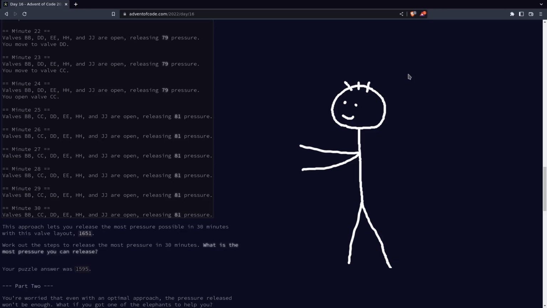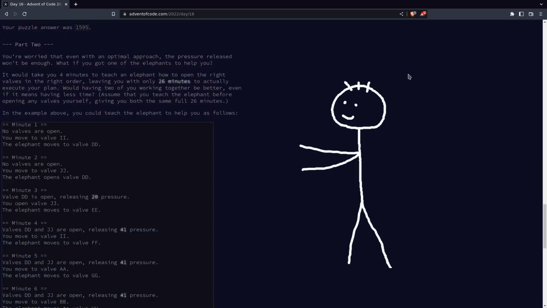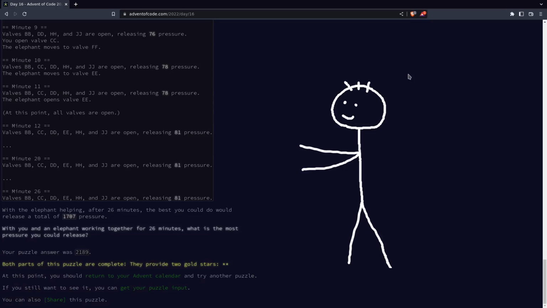And for the first puzzle, the question is how much pressure would be released if we travel optimally in 30 minutes. Then for part 2, the elephants prove to be a bit helpful, so they think that one of them can help us to split the search in half. But to be able to help us, we have to teach one of the elephants how things work. So we have to waste 4 minutes to teach them, and we are left only with 26 minutes to find the maximum amount of pressure that two people can release. So yeah, basically for the second puzzle, we are asked how much pressure we can release in 26 minutes if we work together.